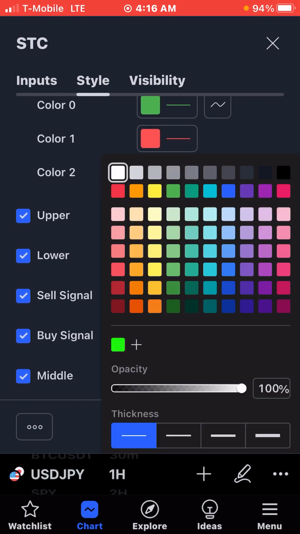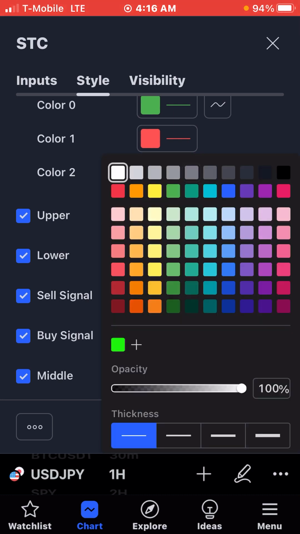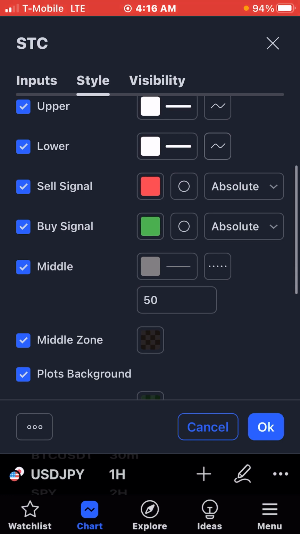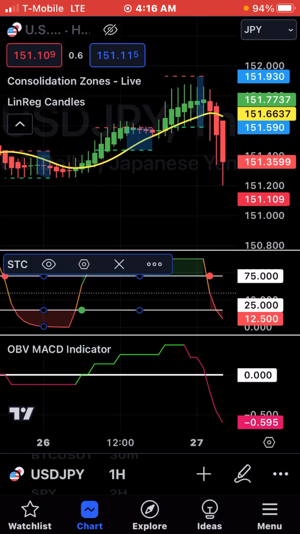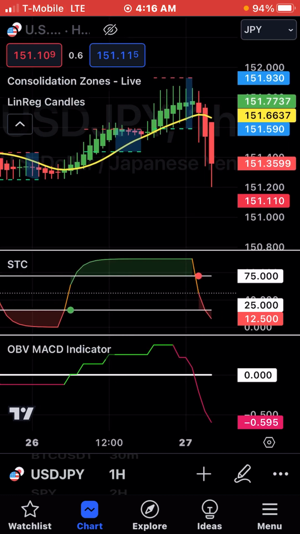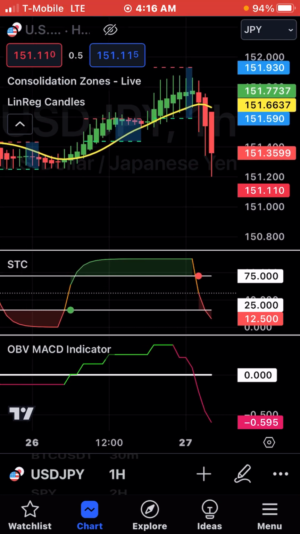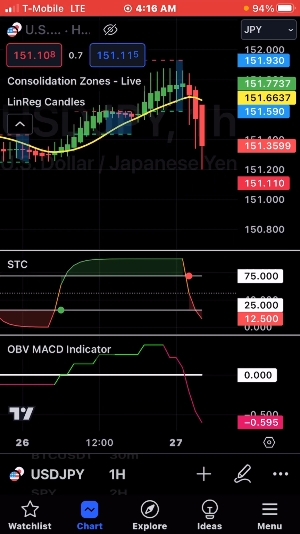And basically what I do in this setting is I usually keep everything except the upper here. I'll have it white, and the lower I'll have white as well. But that's just personal preference. And then I check off the middle zone because I don't need it. So I'm not really going into this optional indicator here. I have it there for a double confirmation for me. But really what you guys want to focus on for this strategy is the linear line and the MACD indicator.